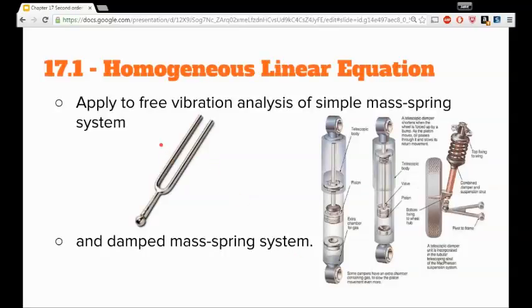A homogeneous linear equation can be applied to analyze the free vibration of an object. Free vibration is when an object vibrates within itself and there's no external force pushing on it. Like a tuning fork, when you hit it, the metal will vibrate, but there will be no external force shaking it. The second is a damped mass spring system.